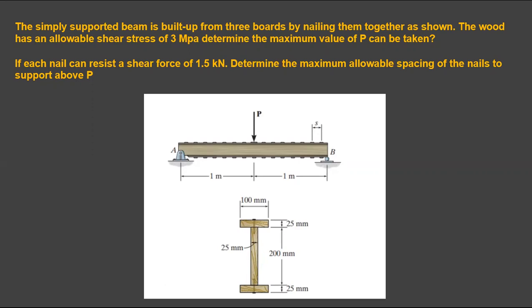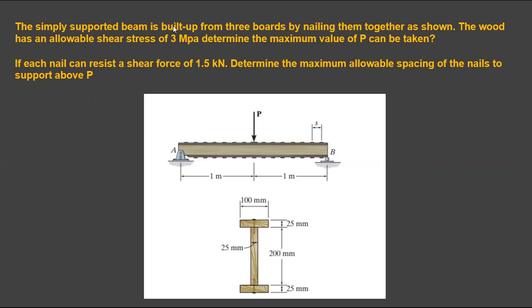That's our first question, and then they ask if the nail can resist a shear force of 1.5 kilonewton, determine the maximum allowable spacing of the nails to support above P, right? So how do we approach this question?